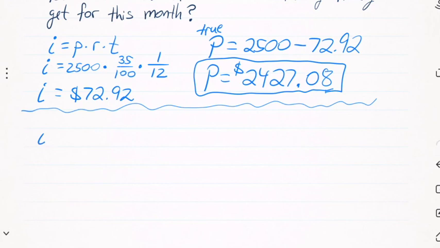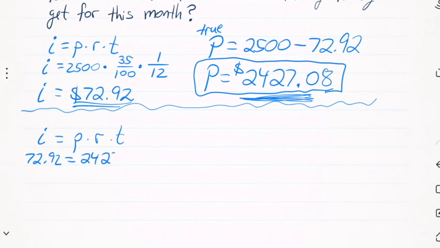So we're going to set up I equals PRT again. But in this case, we know what the interest is. It's right here, 72.92. We know how much money we had for the month. That's that 2,427.08. It's not 35% anymore because you're borrowing less money and you're still paying the same amount of interest. So the interest rate's going to have to be more. So we're going to leave that alone, R, and then the T is still the same, 1 month out of 12 months. So to solve for R, there's a couple of different things you can do.